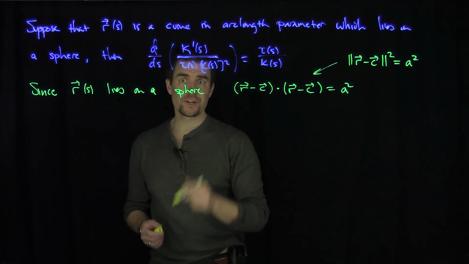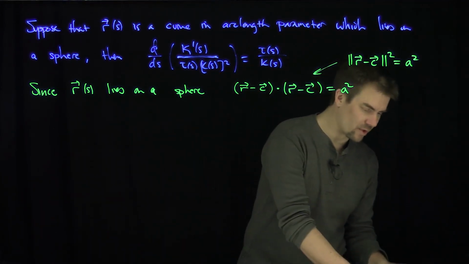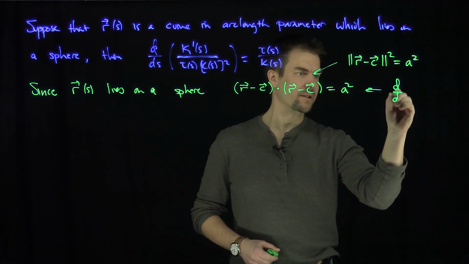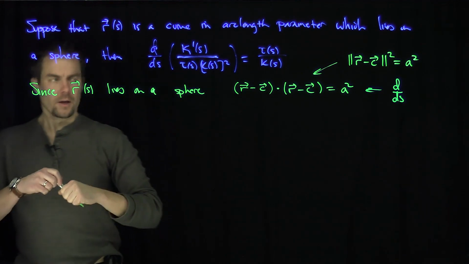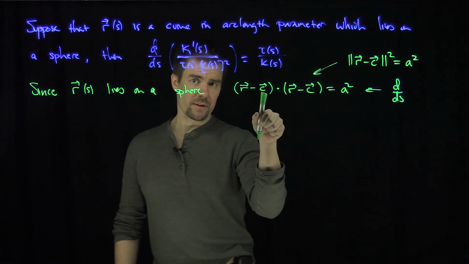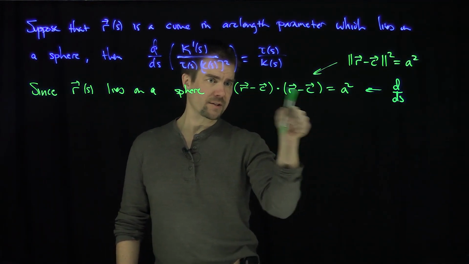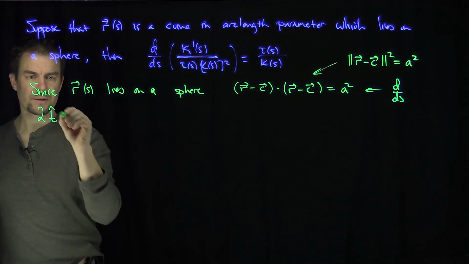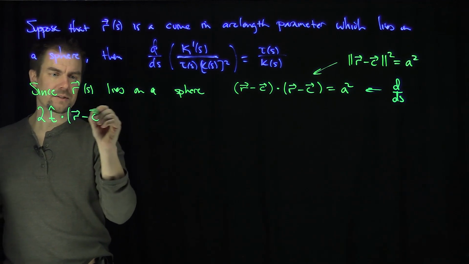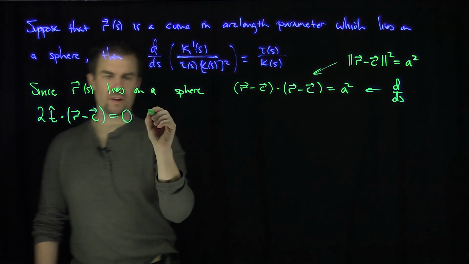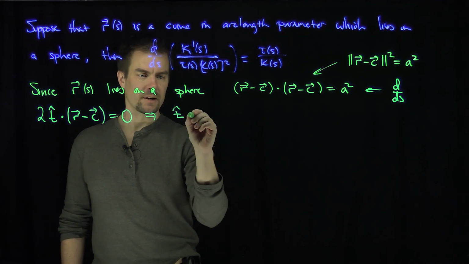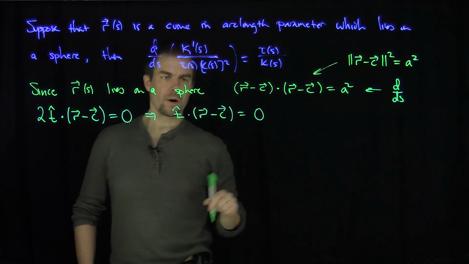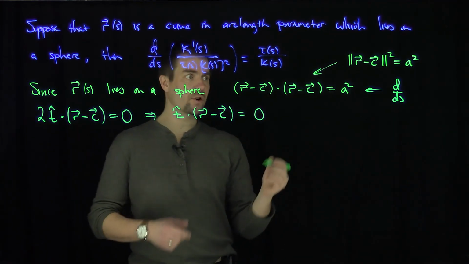So what I'm going to do now is differentiate this equation with respect to s. What will I get? Well, the derivative of r is t hat, the derivative of a constant is 0, so I'm going to get t hat dot (r minus c), and then another t hat dot (r minus c), so 2 t hat dot (r minus c) is equal to 0. The 2 is irrelevant, so that just says that t hat dot (r minus c) is equal to 0.